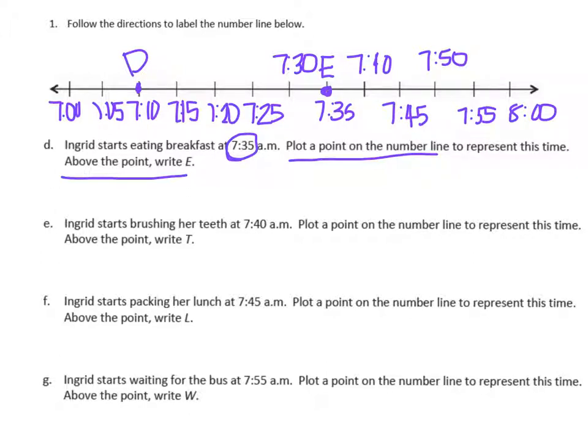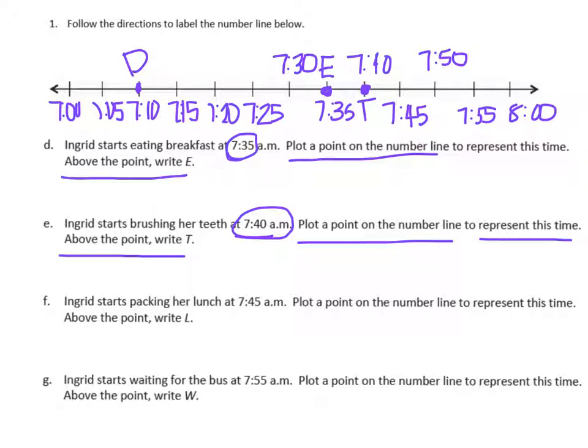Let's take a look at letter E. It says Ingrid starts brushing her teeth at 7:40 a.m. Plot a point on the number line to represent this time. Above the point, write T. Go ahead and do this one on your own. Pause the video while you work and replay when you are ready. So here's 7:40 and I'm going to write T.